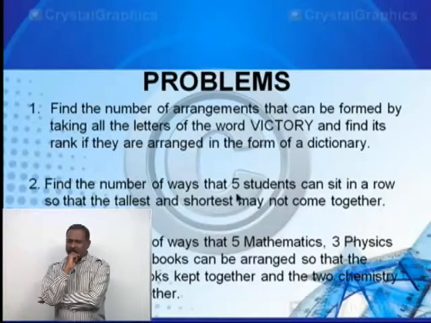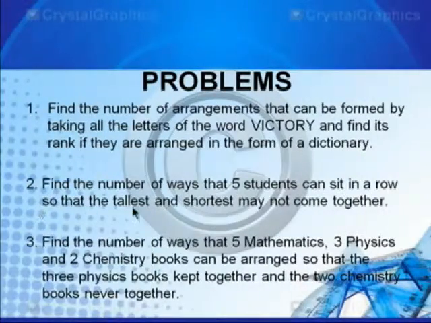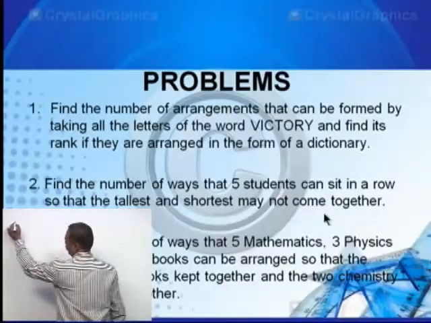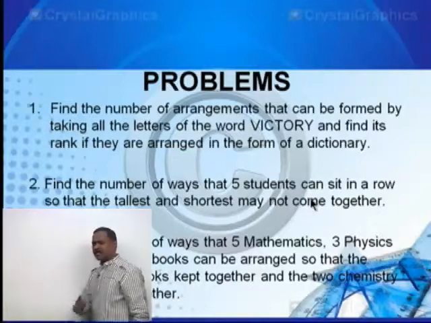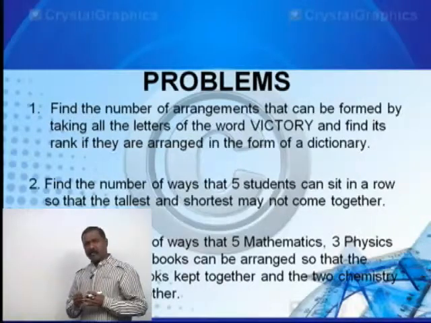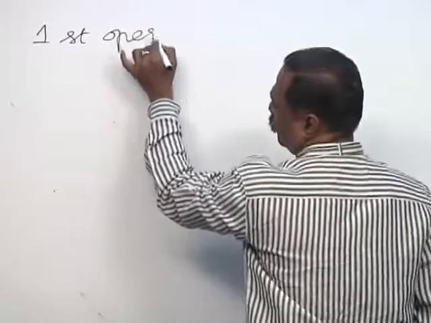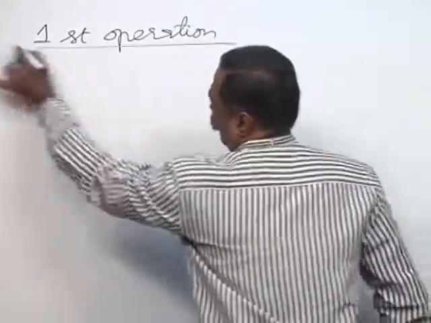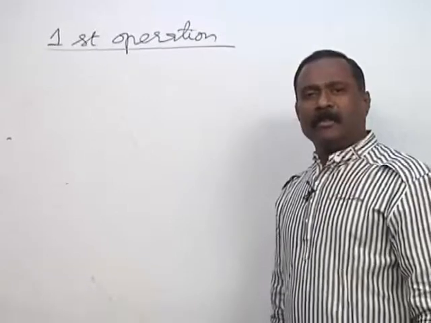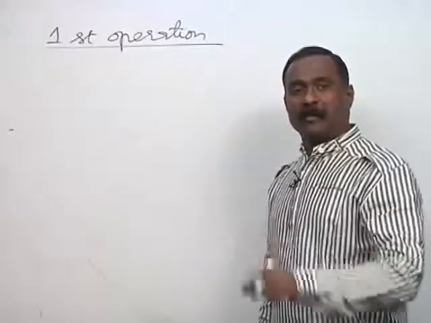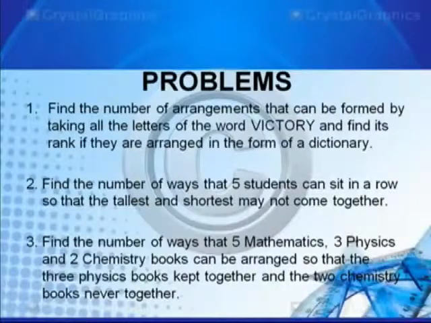Find the number of ways that 5 students can sit in a row so that the tallest and the shortest may not come together. How many persons are there? 5 students are there. What I'm saying, always remember, first of all, divide the problem into operations. What is the first operation you are performing here? You have to fulfill the restriction given. What is the restriction there? Tallest and the shortest should not be together.